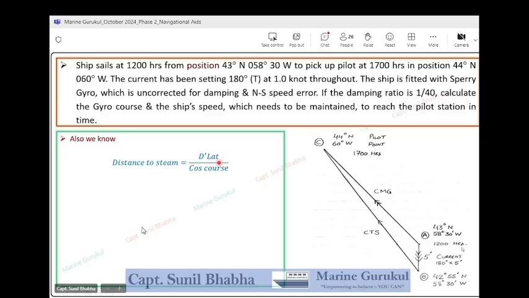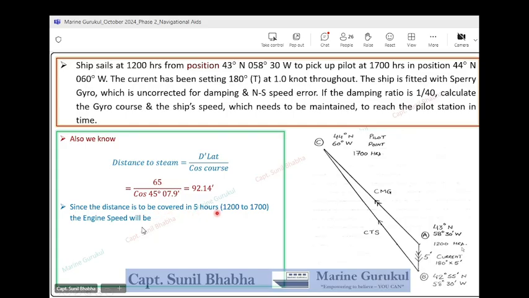Distance is obtained by the formula DLAT upon cos course. The DLAT is 65 minutes. Cos of course, the course which we just now calculated, 45 degrees 7.9 minutes, gives us the total distance to steam as 92.14 miles. Now this distance is to be covered in 5 hours by using the ship's engines, and this allows us to find out the engine speed required. Total distance to be covered 92.14 miles, time available 5 hours, so the speed would be 18.43 knots.